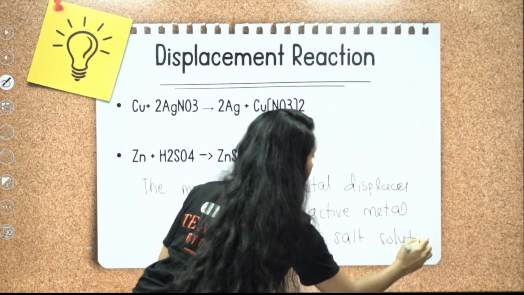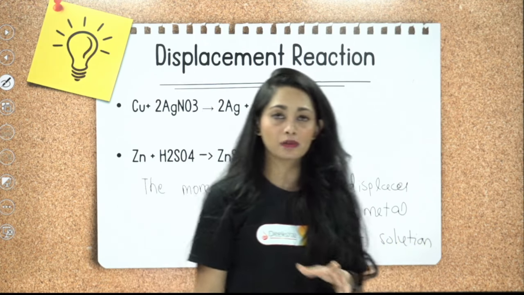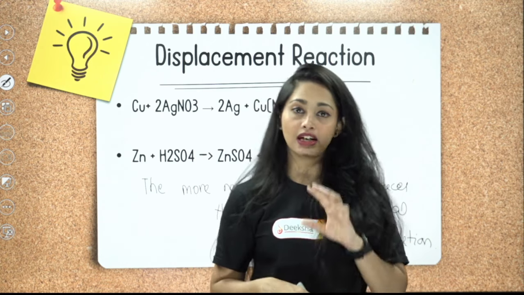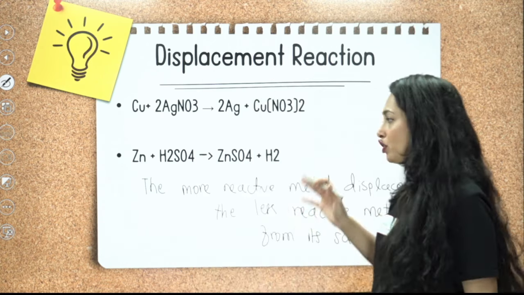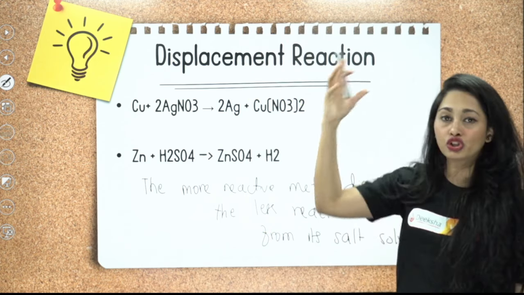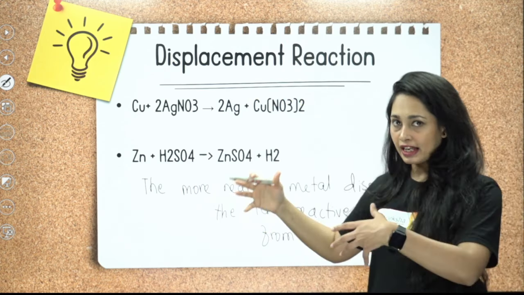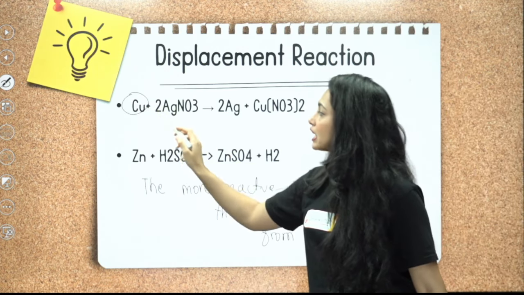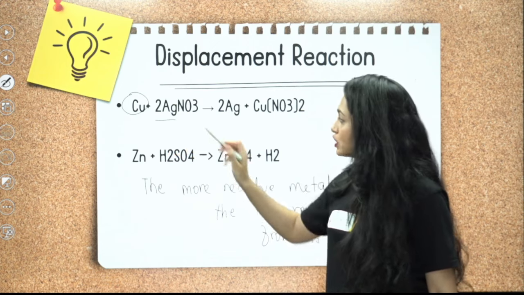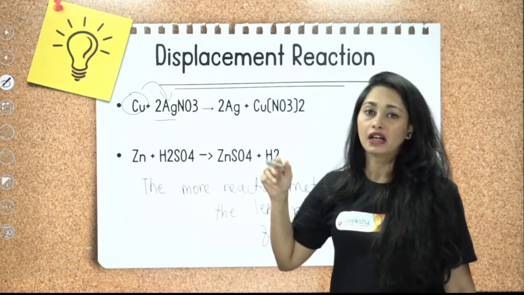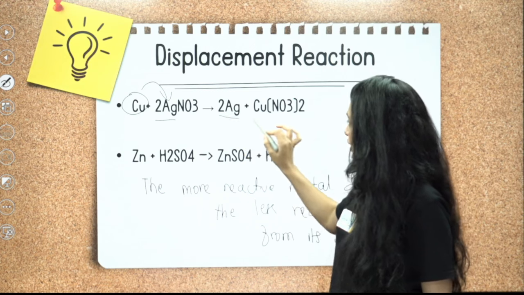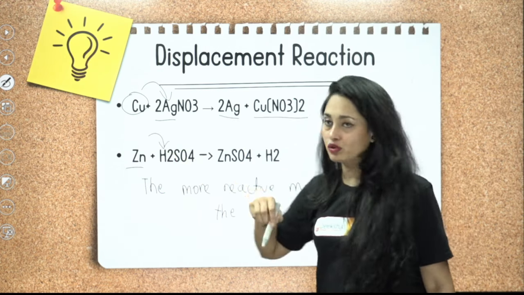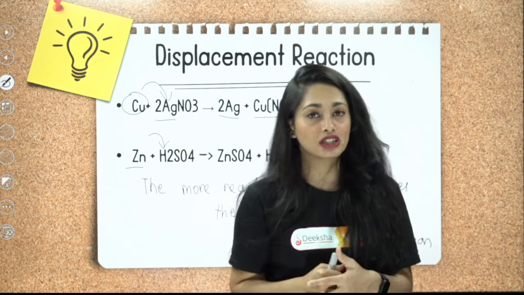Displacement reaction is a very, very important reaction, because you see this reaction in the first chapter, second chapter, as well as in the third chapter. In order to remember displacement reaction, we should know the reactivity series. I'll tell you the reactivity series, but before that, let's see some examples. Copper is more reactive than silver, so it is going to displace silver from silver nitrate to form Ag and copper nitrate. And zinc is more reactive than hydrogen, so zinc is placed above hydrogen in the reactivity series.